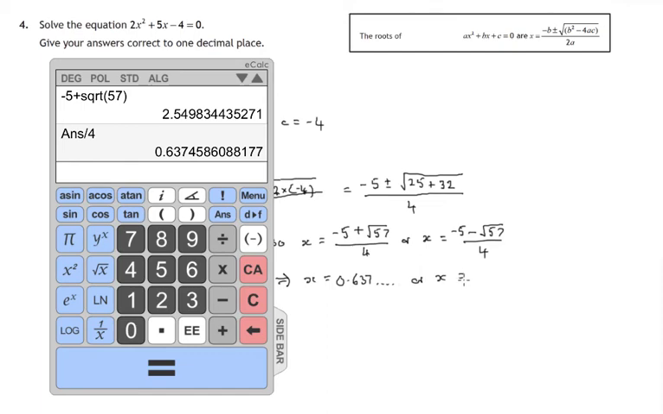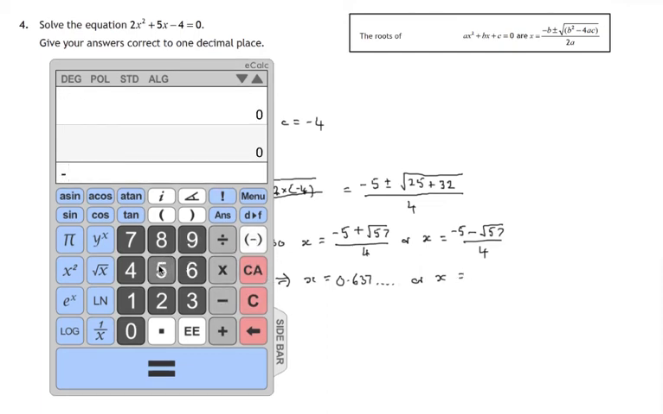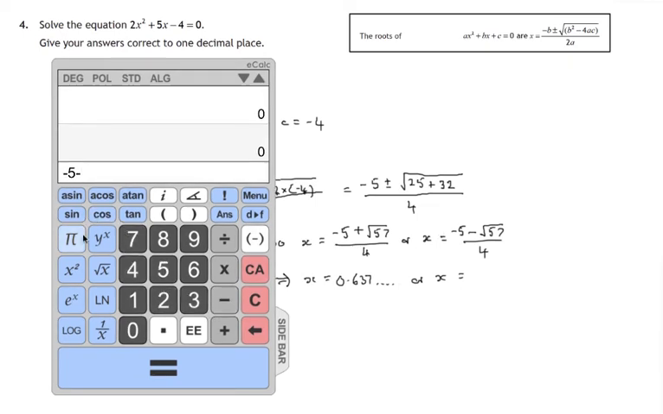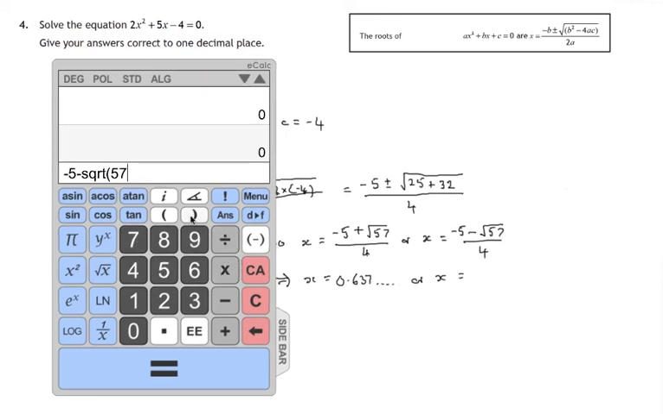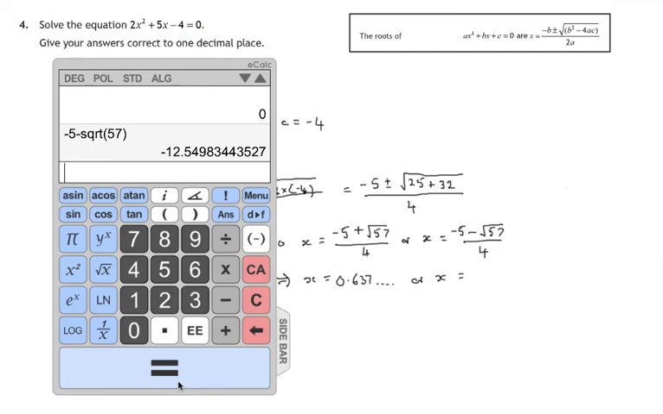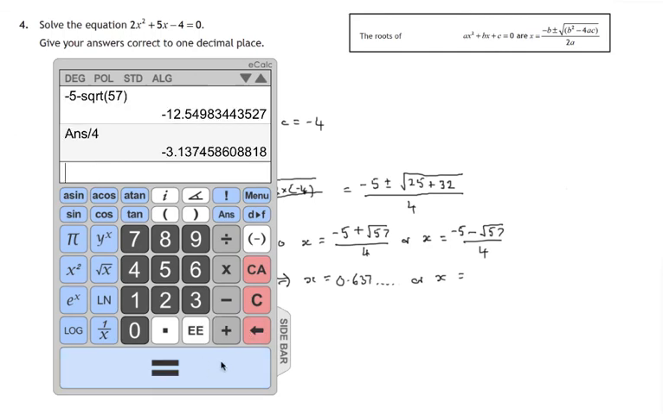Or, alternatively, x is negative 5, and this time it's minus the square root of 57. Now that's the top of the fraction. Let's work out what that is. There it is. And we have to divide that by 4. So that's negative 3.137 and so on.